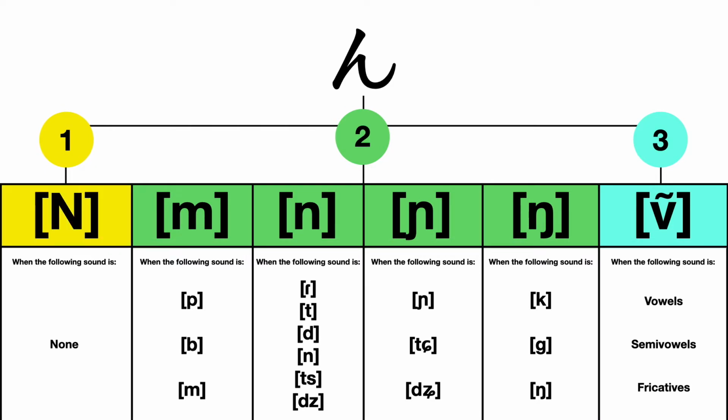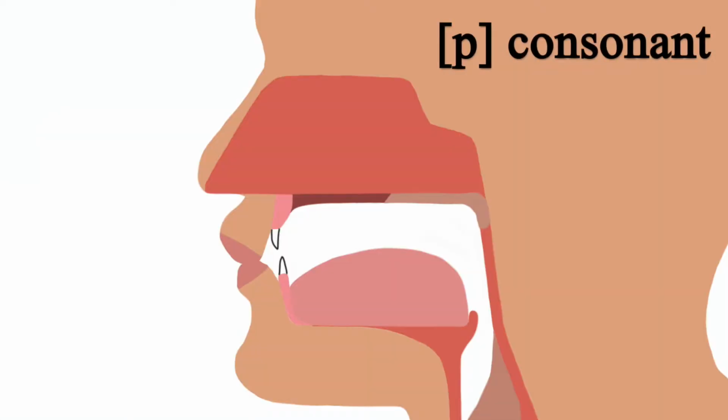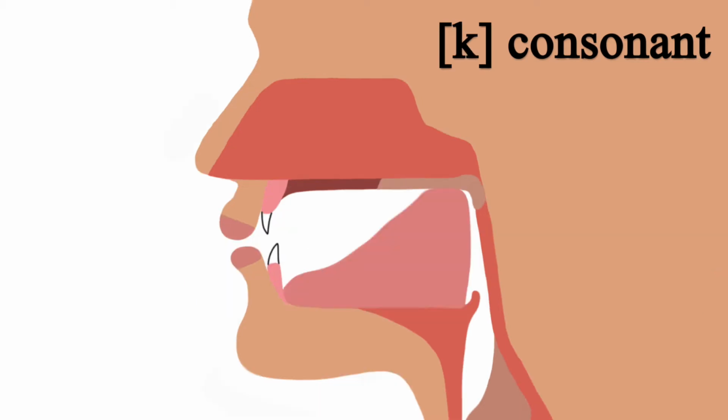1. When there's no sound after n. 2. When a sound after n is produced by blocking the airflow. Let's take the P sound and the K sound as examples. The P sound, you block the airflow with your lips. The K sound, you block the airflow with your tongue.